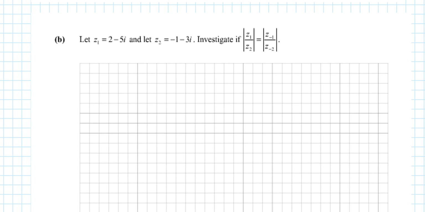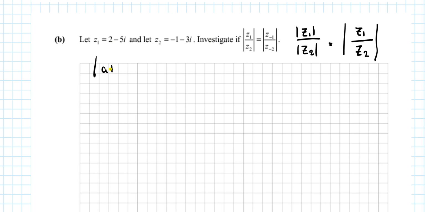Question 4 part B is written out incorrectly. It should be: investigate if the modulus of Z1 over the modulus of Z2 is equal to the modulus of Z1 over Z2. So it's investigating, does the order of the modulus matter? Okay, well, what is the modulus?